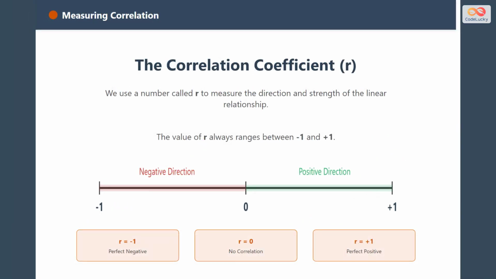Statisticians use a specific number to measure this, called the correlation coefficient, represented by the letter r. The value of r always falls somewhere on a scale between -1 and +1. The sign tells us the direction, and the number tells us the strength.